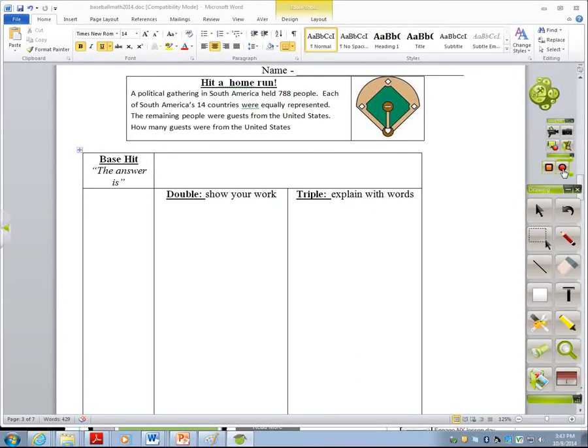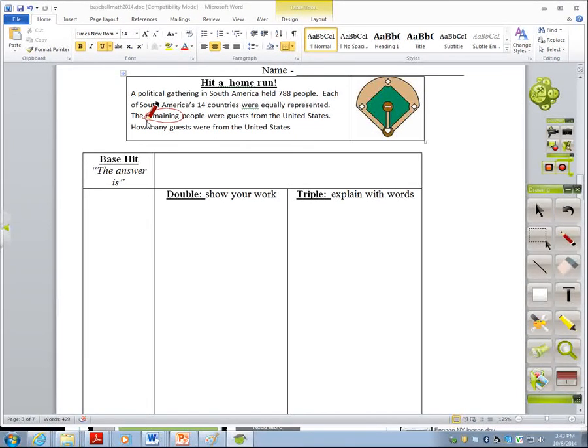Each of South America's 14 countries were equally represented. That's important. That's a neat piece of information. There's 14 South American countries. It's not necessarily trivia, but it's nice information to have. Okay. The remaining people, so that means we need our remainder, were guests from the United States. How many guests were from the United States?